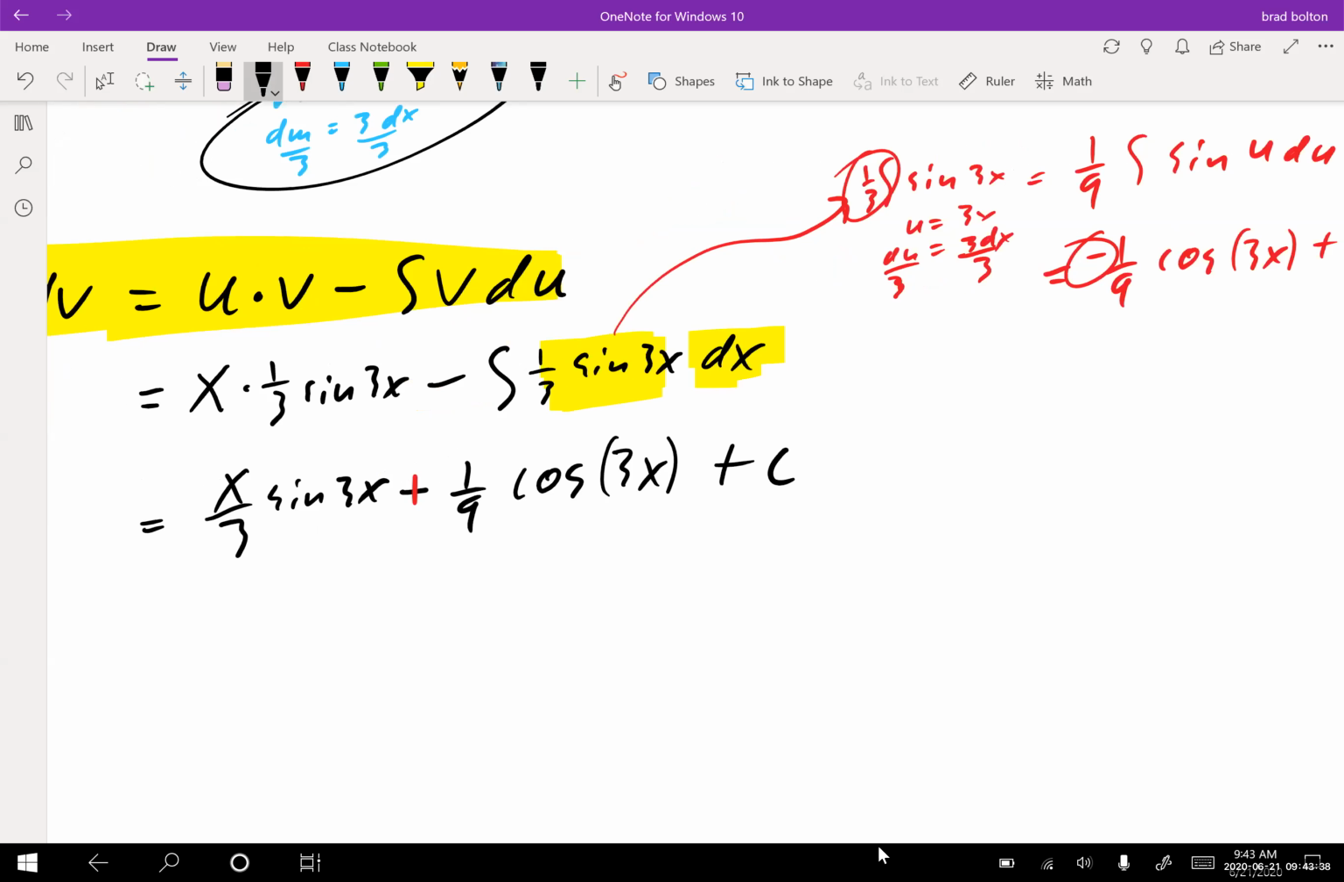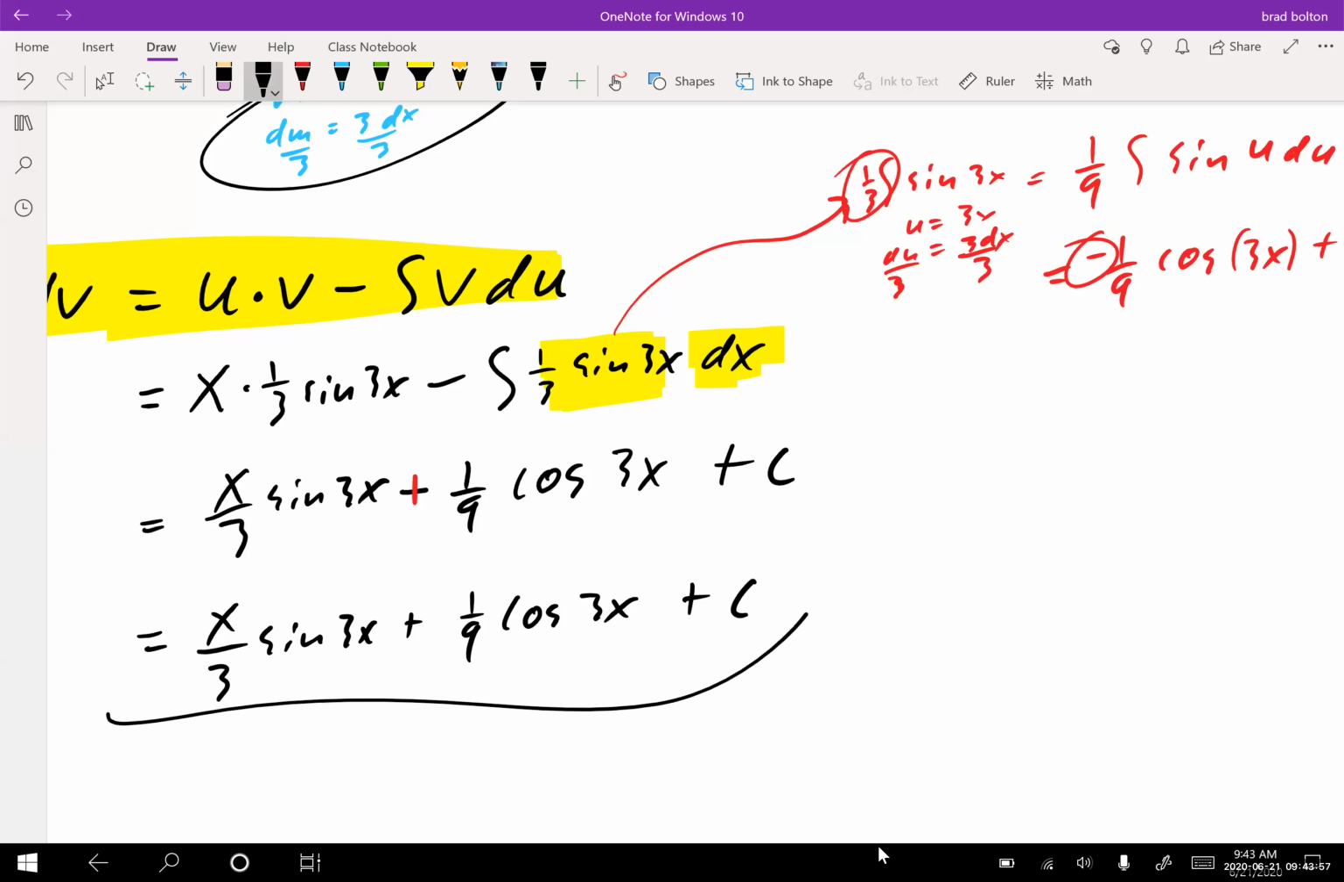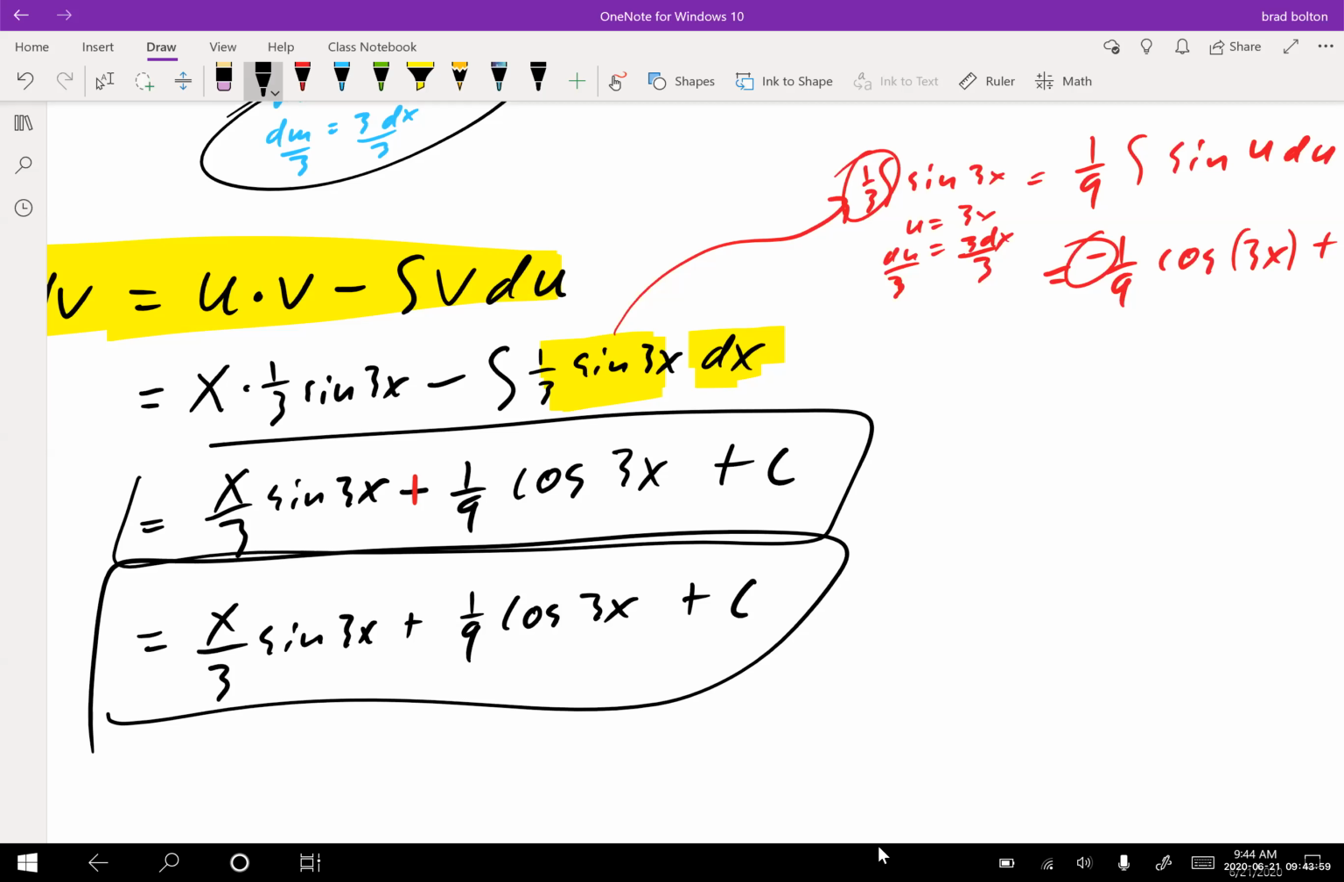So then, I basically have the answer, but I'm just going to write it cleaner. X over 3 sine 3x plus 1/9 cosine 3x plus c. I guess I don't need these parentheses. And that would be your final answer. Okay, I could have left it here as well, you guys, but I just wanted to write it with the plus sign in the middle.